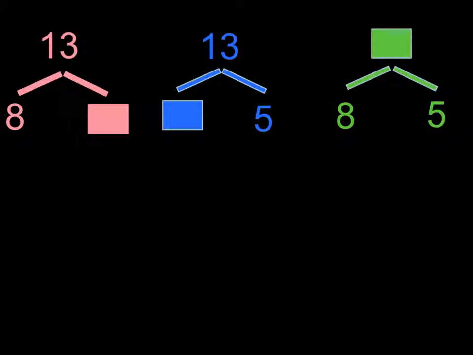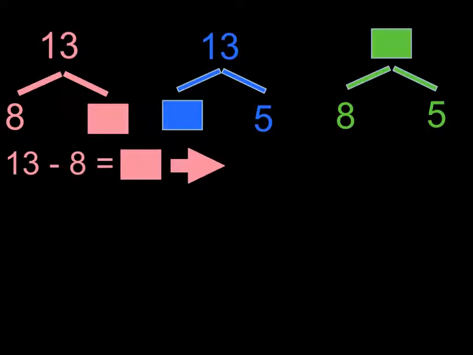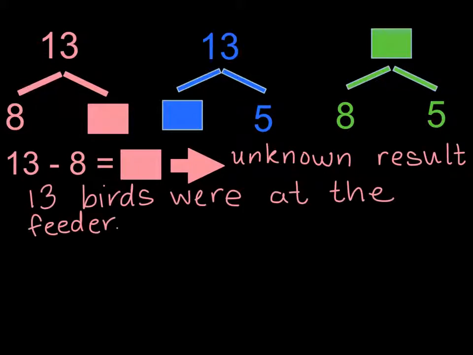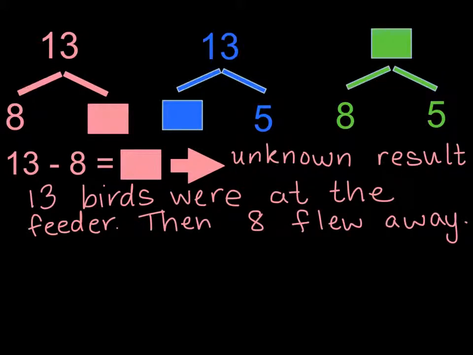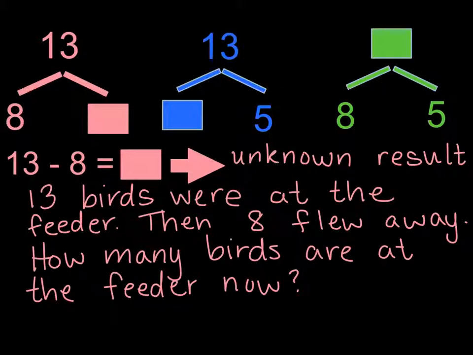There are also 3 kinds of change minus story problems. The first kind of change minus story problems is unknown result. Here is my story problem. 13 birds were at the feeder. Then 8 flew away. How many birds are at the feeder now?